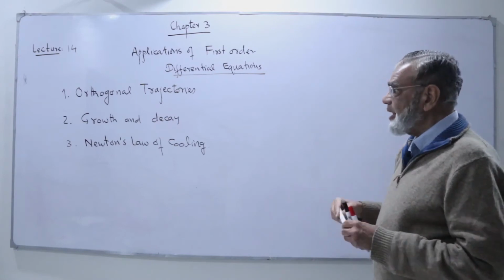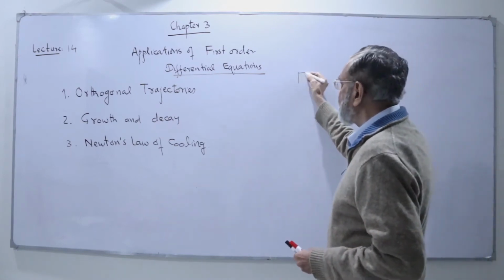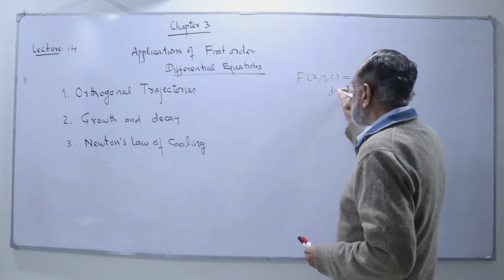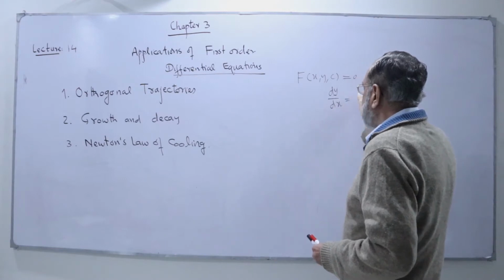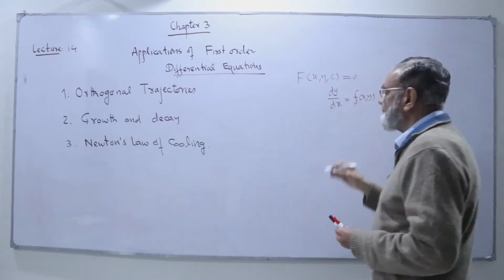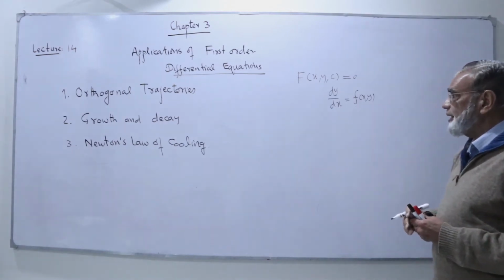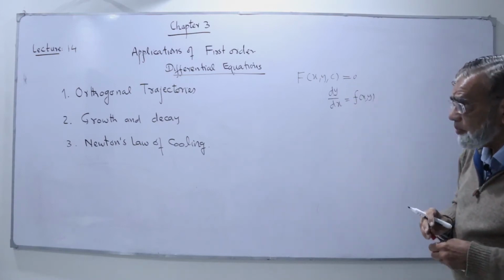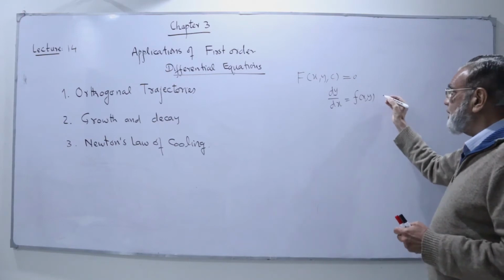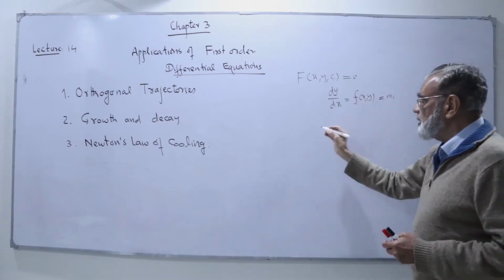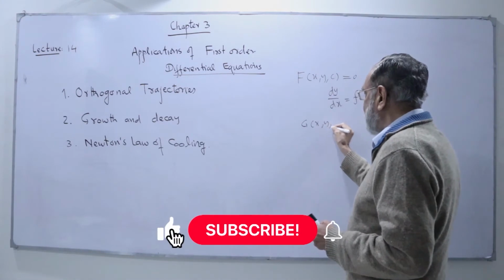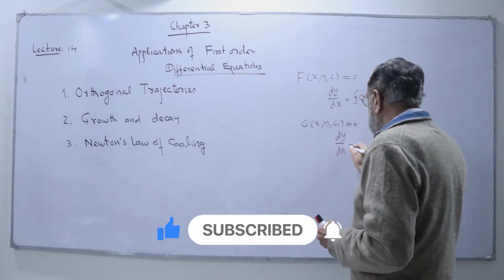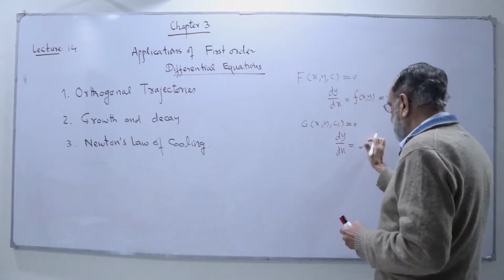So I take a very small example. I have given a function f(x, y, z), let's say constant equal to 0. I find dy by dx of this one. The slope of the line is equal to f(x, y). And then I find another curve such that when we take the slope of that one, for example, this is my m1, and I find the other curve g(x, y, c1) equal to 0. I find dy by dx of this one, which is m2.